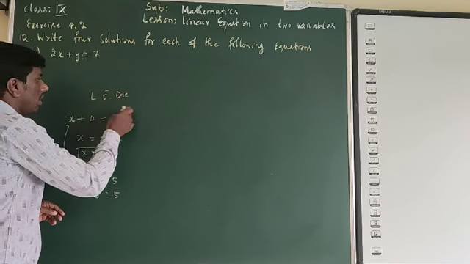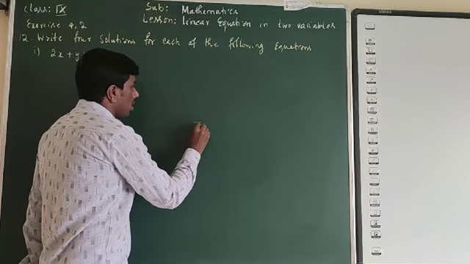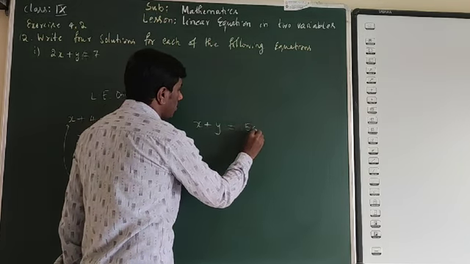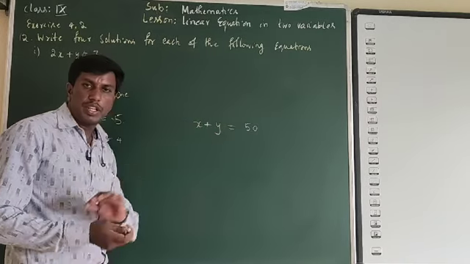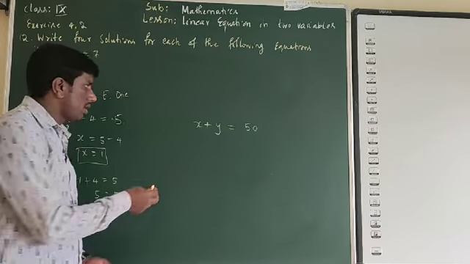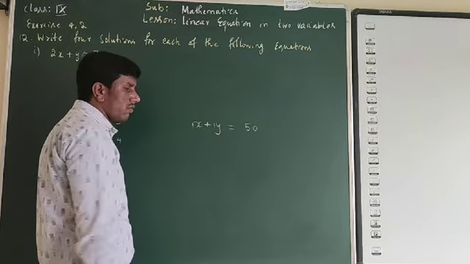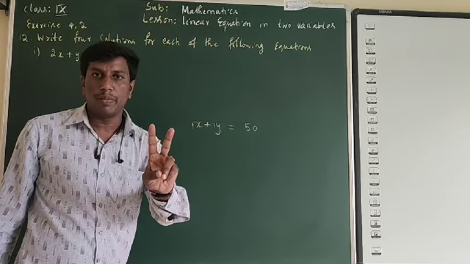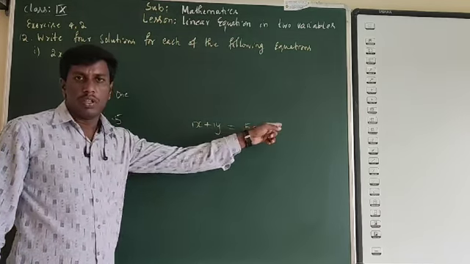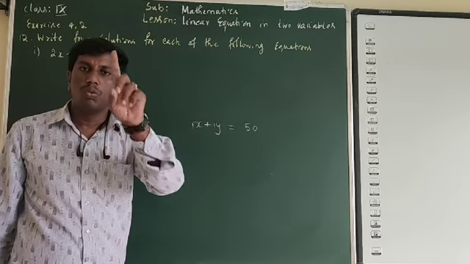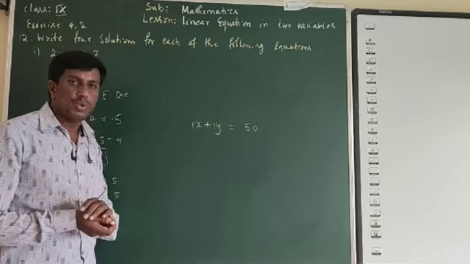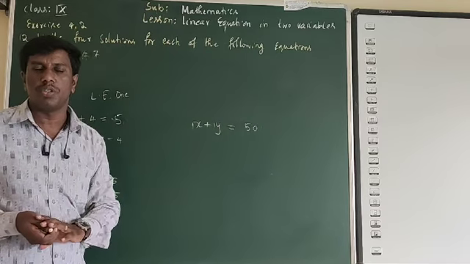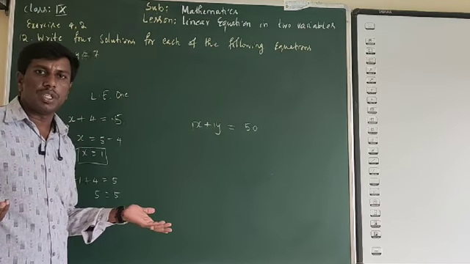Now, coming to the concept of linear equation in two variables, x plus y is equal to 50. This is a linear equation in two variables. What are the variables here? x and y. We have two variables, and this is one equation. How many solutions do we have? We have infinitely many solutions.